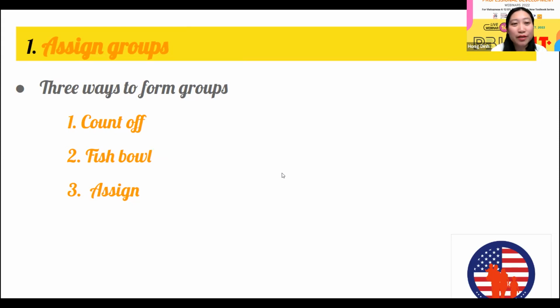And then the third way is assign. If you decide to just assign, okay, whoever sits at the first table is group 1, whoever sits at the second table is group 2. So you can do that as well. You just assign them.